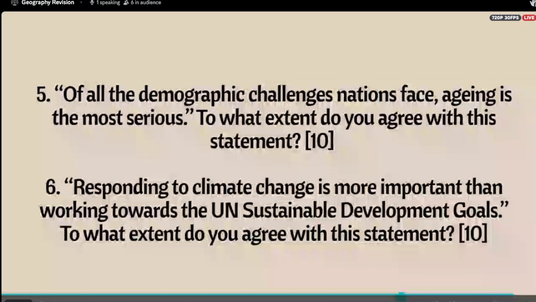Exactly. And I think what's good is that you don't only have to talk about aging, right? Because you can talk about aging as one of the challenges, but you can also say it's not the most serious. You could say another very serious demographic challenge would be rapid population growth, you know what I mean? For example, for demographic challenges, you could talk about.